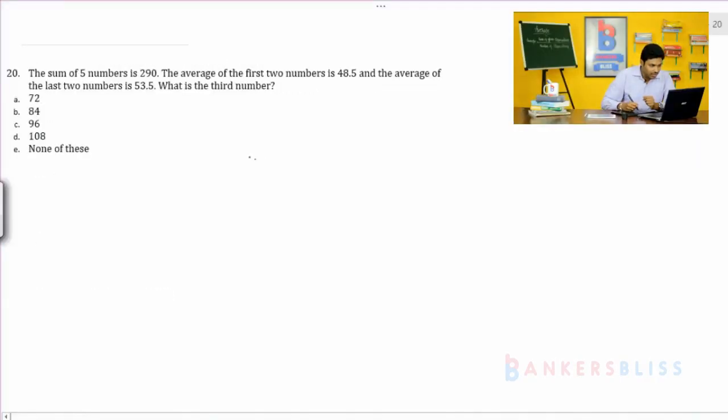Consider the first number. The average is 48.5, so the next number is also 48.5. The third number I do not know, I have to calculate. The fourth number is 53.5 and the fifth number is 53.5. Average means equal value, as I told in the introduction class itself. If you add all these 5 values, you should get 290, because in the question they have mentioned the sum of all the values is 290.